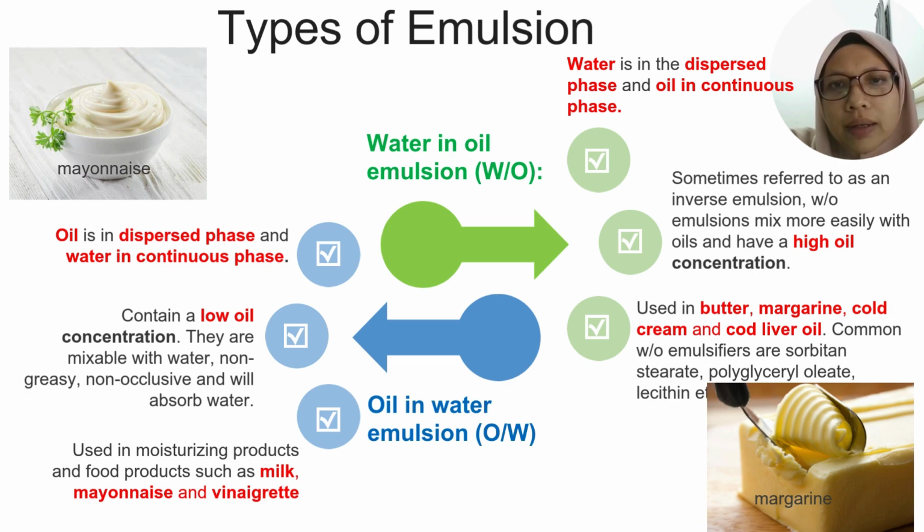So and then next is oil in water emulsion. So the oil is in the dispersed phase and water is in the continuous phase. So it contains a low oil concentration. So they are mixable with water, non-greasy and non-occlusive and will absorb water. So it's more watery. So used in moisturizing products and food products like mayonnaise. So you need to remember the examples, the food examples, so it is easy for you to memorize.